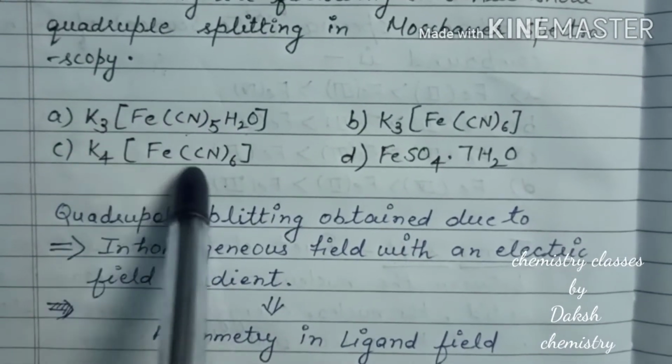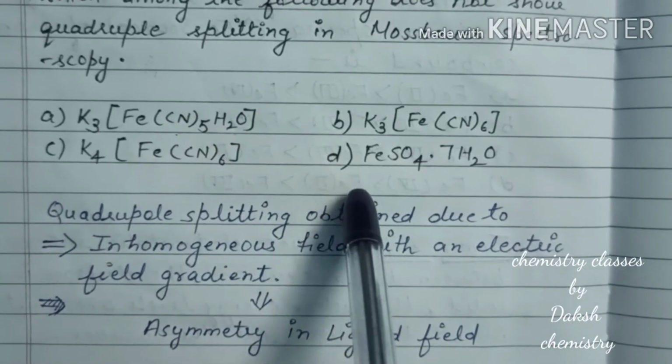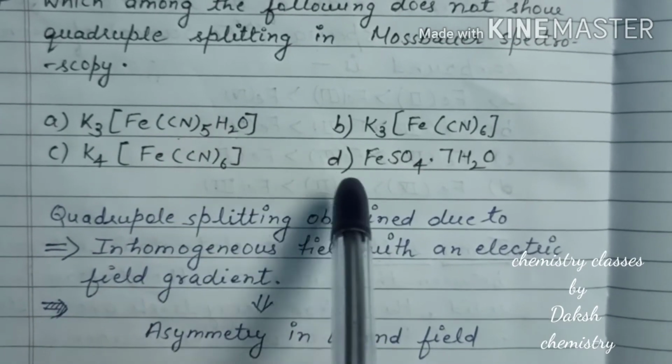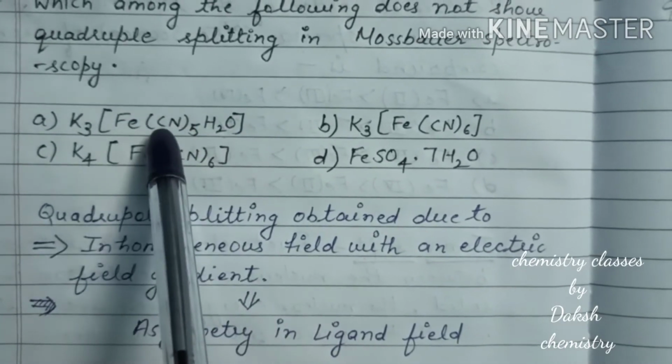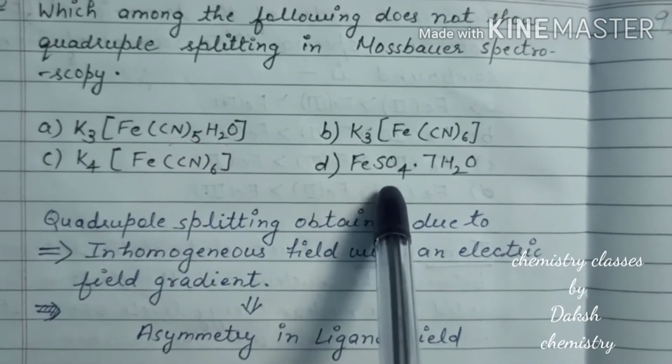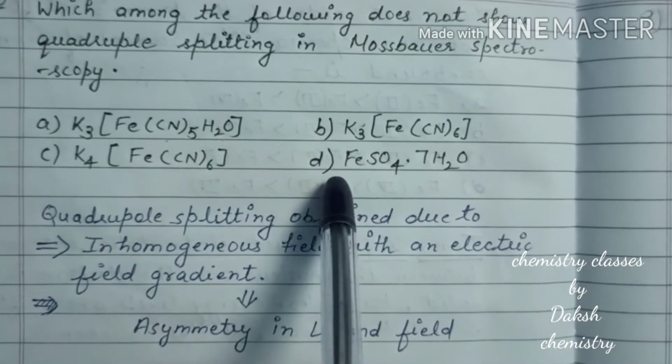Now see the 4 options. In the first option and in the fourth option, ligand asymmetry is present. 2 types of ligands are coordinated with the iron atom, and there also 2 types of ligands are coordinated with the iron atom. So these 2 are eliminated.